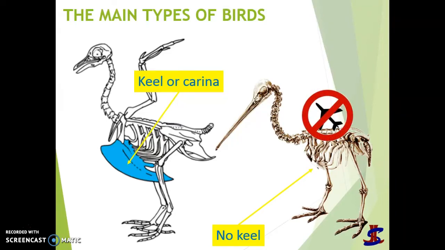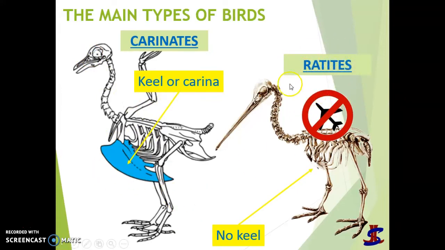Okay? So then we have these two kinds of birds. We have carinates, which are the birds that can fly and have this developed keel, and you have ratites, which are the birds that don't have a keel. Okay?